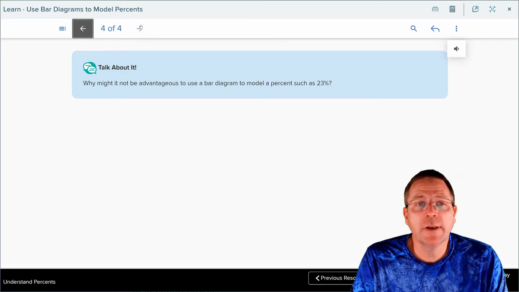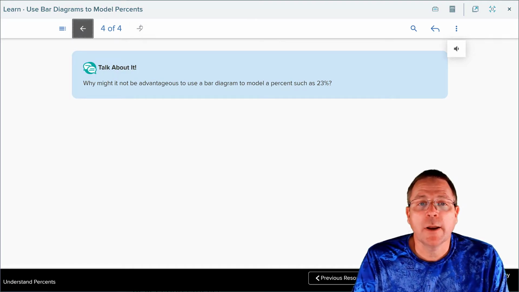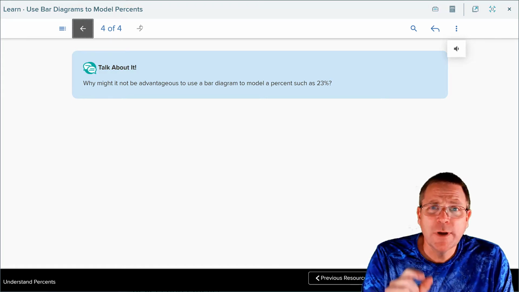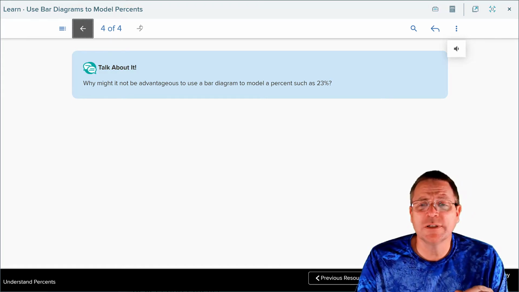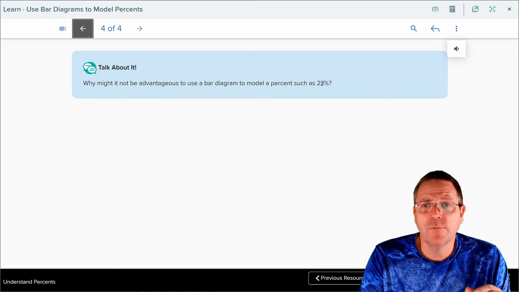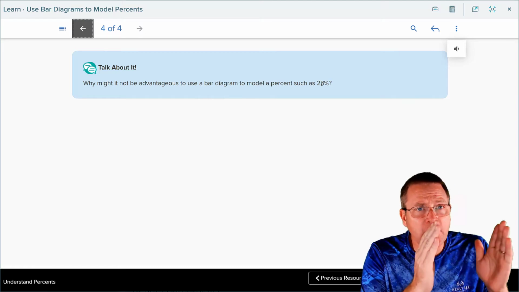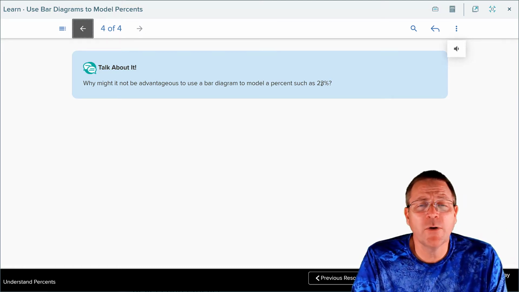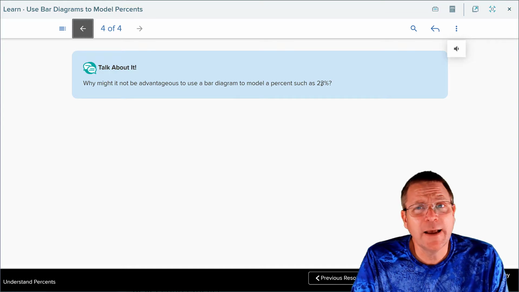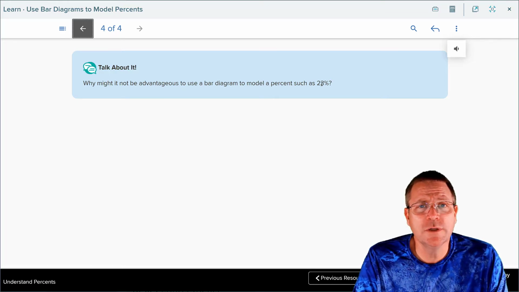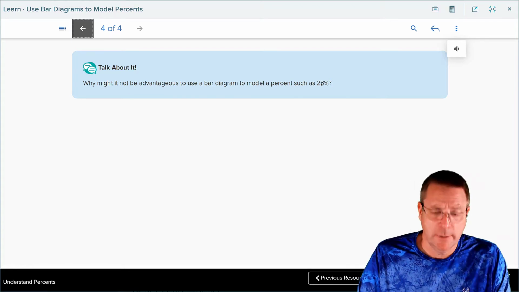Why might it not be advantageous to use a bar diagram to model a percent such as 23? Well, that means you would have to have 100 little sections, because for each percent at that point you would need its own little box, and you'd have to be able to shade 23 out of 100 little boxes. Kind of gets pointless, doesn't it? You lose the advantage of the bar diagram at that point.